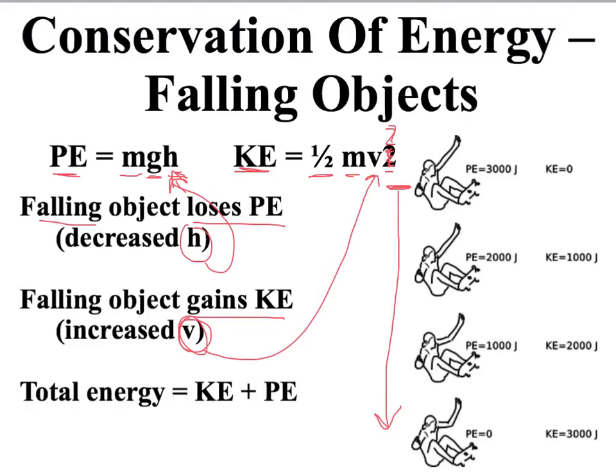But what you can see if you look at these numbers is the total energy never changes. Kinetic energy plus potential energy. At the top of the jump, his potential energy is 3,000 joules with a kinetic energy of 0 joules. Then, as he falls, he loses height. So his potential energy goes from 3,000 to 2,000, but the kinetic energy goes from 0 to 1,000. As he falls more, he gains more velocity, and his kinetic energy goes up and up until finally he's at the level of the ground. He has no height, and the potential energy is 0.